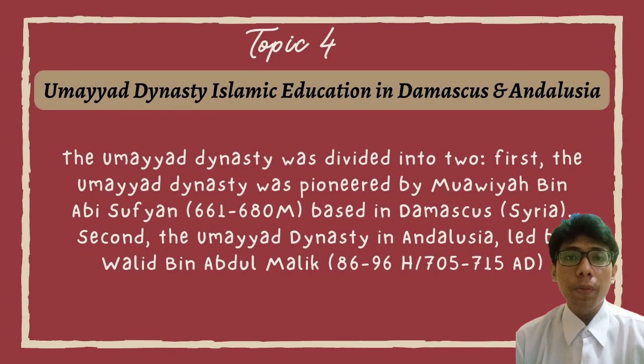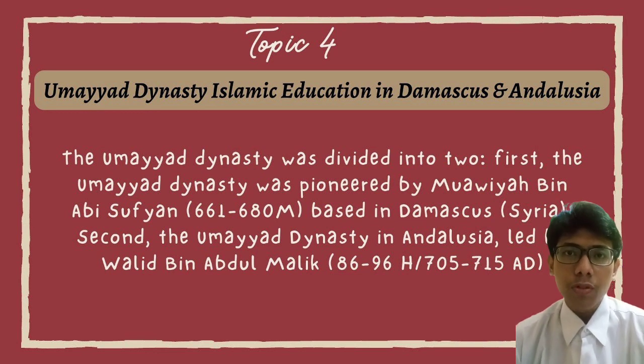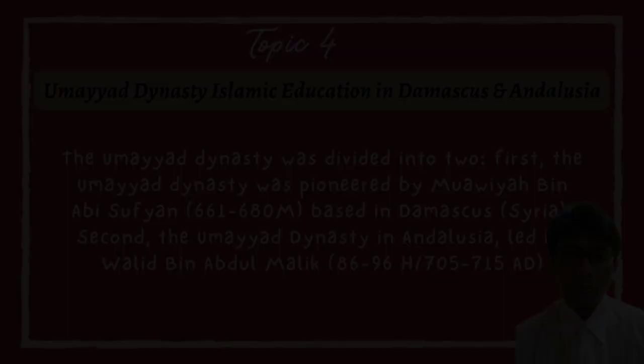Okay, we go to topic number 4, which is about Islamic education of the Umayyad dynasty in Damascus and also in Andalusia. The Umayyad dynasty was divided into two. First, pioneered by Muawiyah bin Abu Sufyan, based in Damascus or Syria. Second, the Umayyad dynasty in Andalusia, led by Abdurrahman ad-Dakhil.